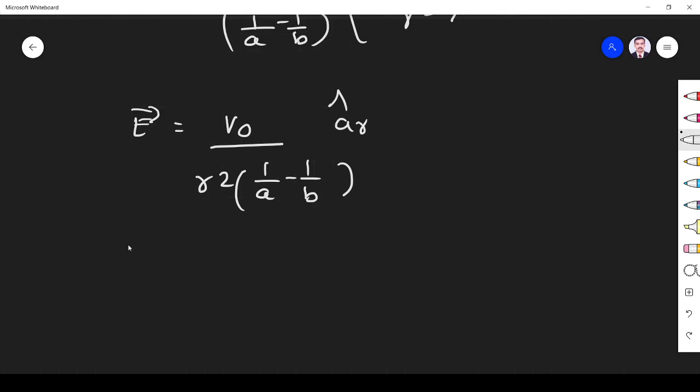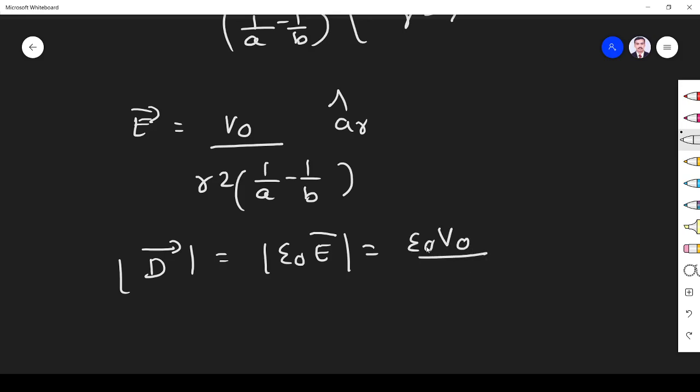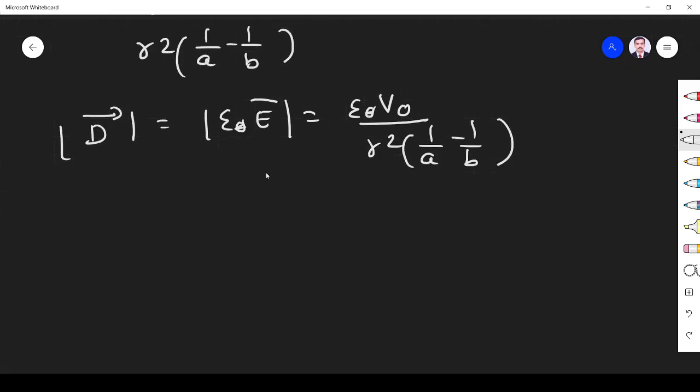So D is equal to epsilon naught E; we have to find mod D. Taking the magnitude on the left hand side and right hand side, mod E means mod a r, which is 1. So simply it will become epsilon naught V naught divided by r squared into 1 by A minus 1 by B. This is what my D is, equal to rho S, right?